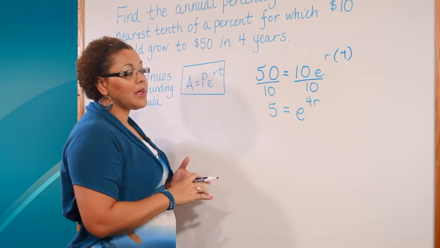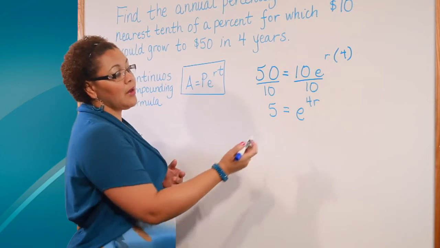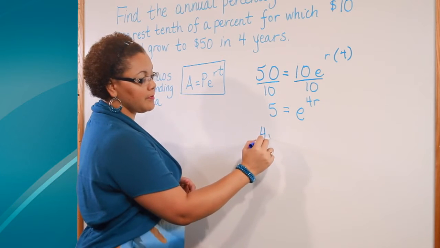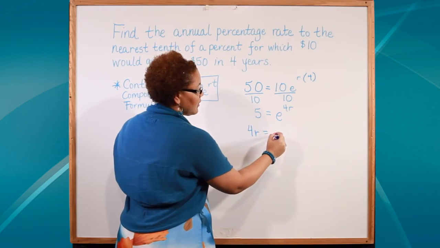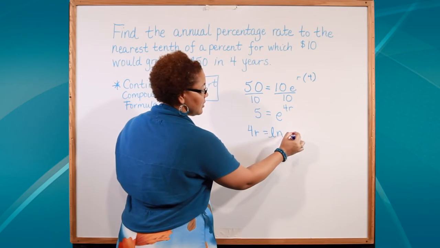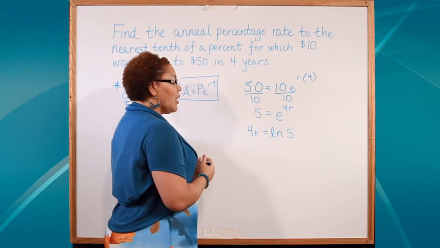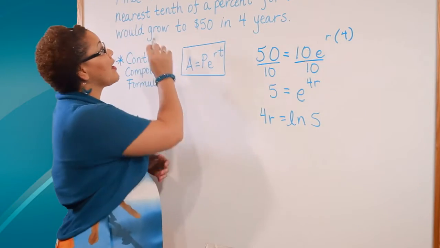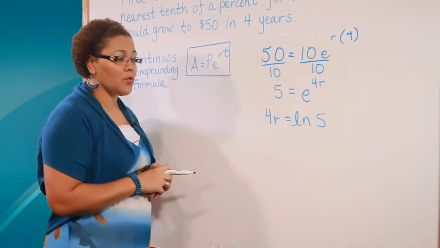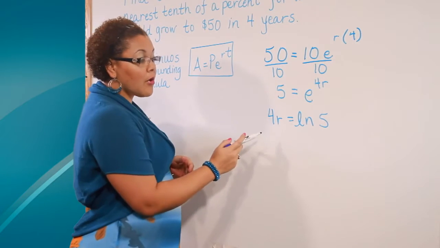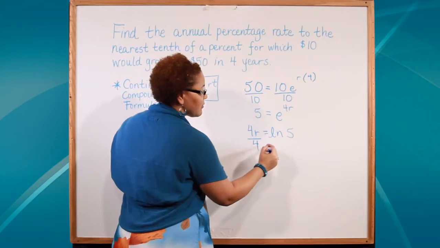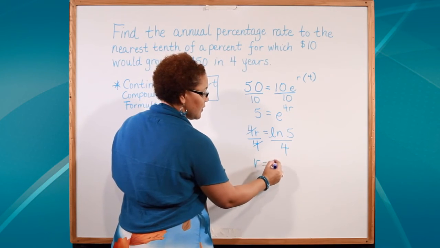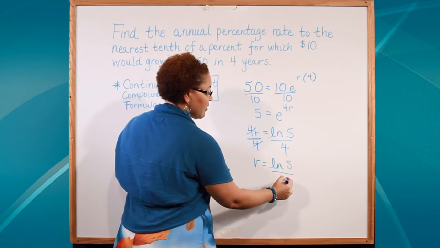Now I'm going to apply the logarithm definition, and because I have a base of e, I know that 4r equals the natural log of 5. Now I'm closer to solving this equation finally for r, because that's what we were asked to find, which was the annual percentage rate. To solve for r, I need to divide both sides by 4. This reduces to r equals the natural log of 5 divided by 4.